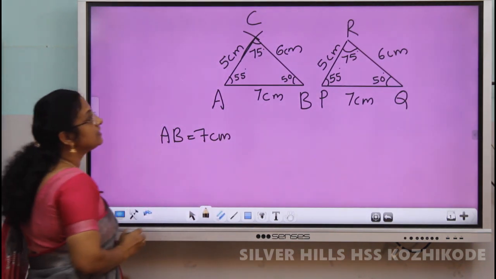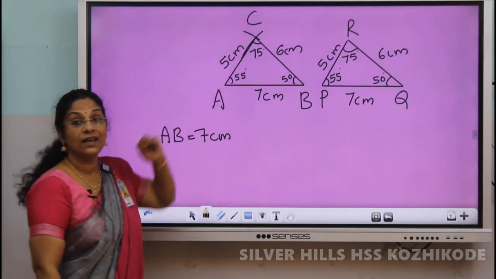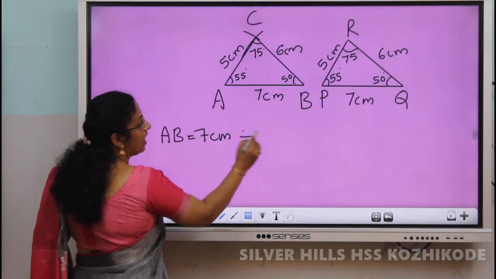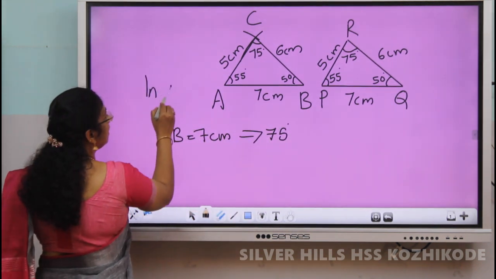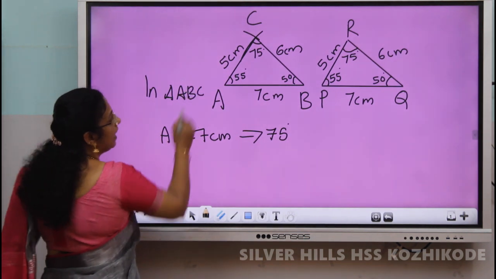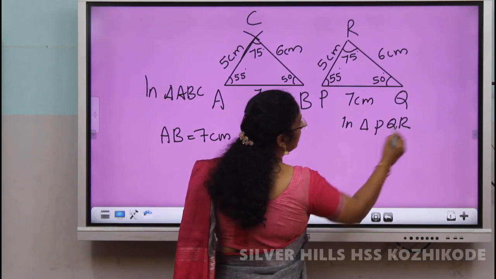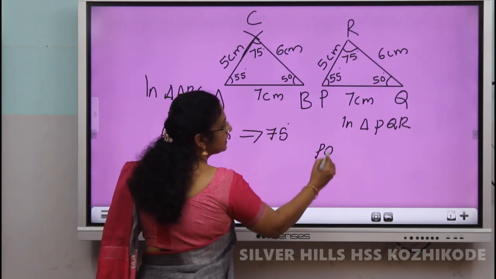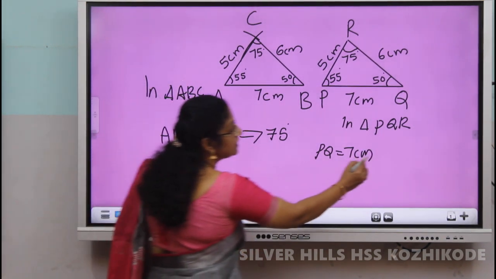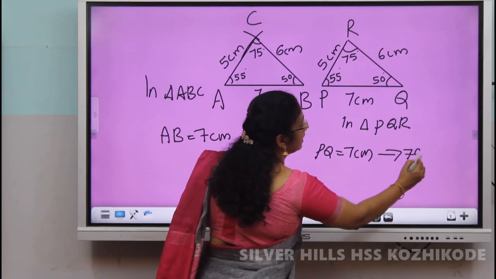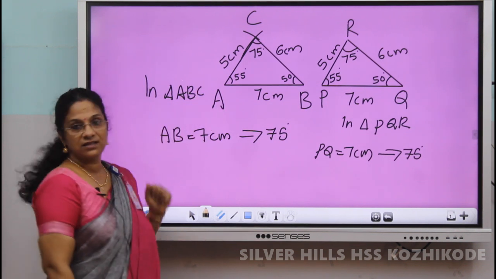Then what is the opposite angle of 7 centimeter? Is 75. Opposite angle is 75 degree. This is in triangle ABC. And in triangle PQR, see children, PQ is equal to 7 centimeter and opposite angle is 75 degree. You can see now.